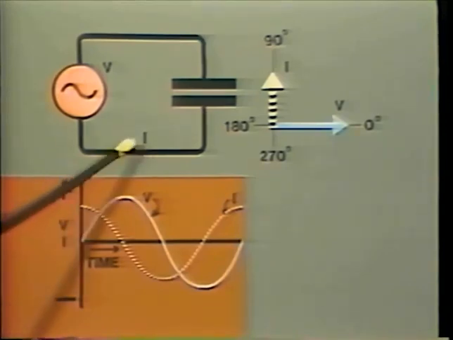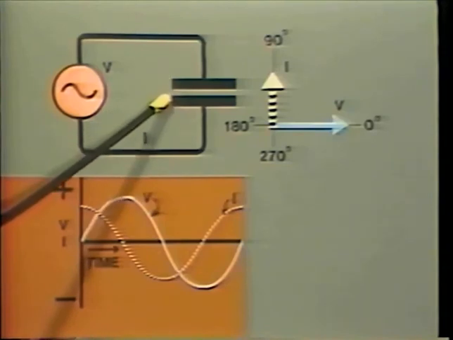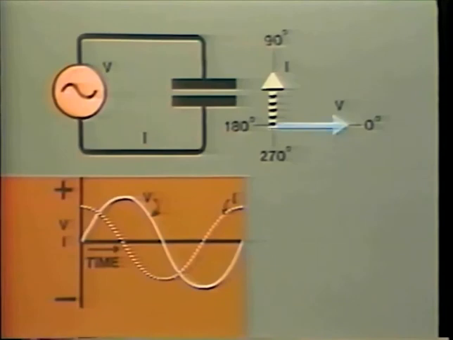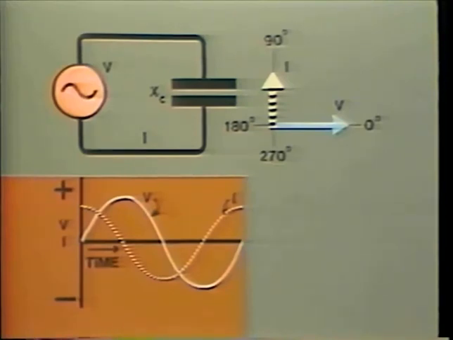How much current flows? Again, it depends on the amount of opposition to current flow in the circuit. In a capacitor, opposition to current flow is called capacitive reactance, and it is indicated by the symbol X sub C. And this is measured in ohms. RMS current will be equal to the RMS voltage divided by the capacitive reactance, X sub C.